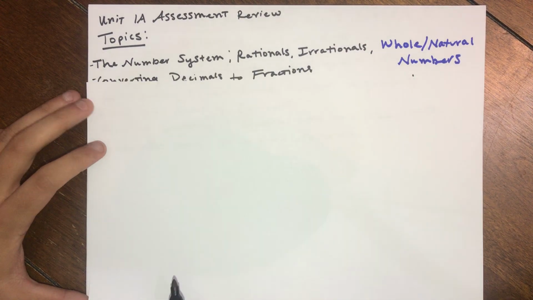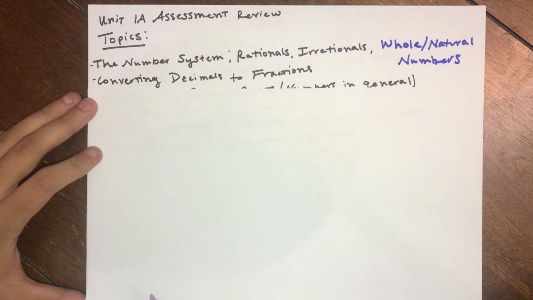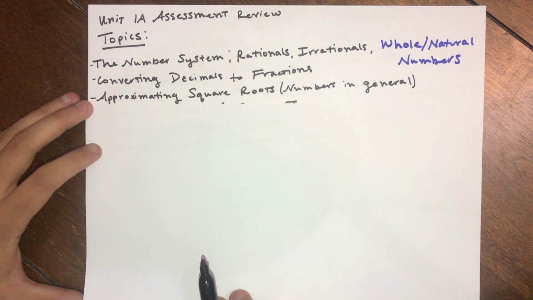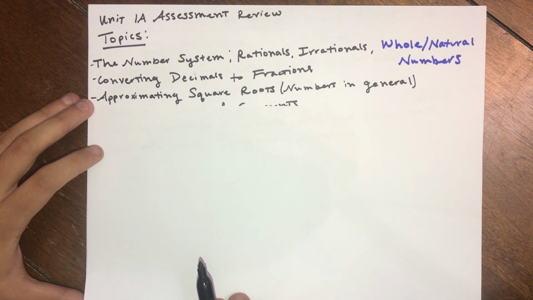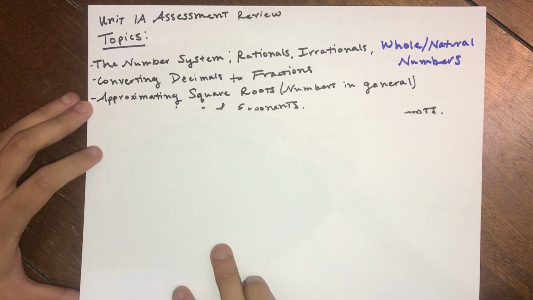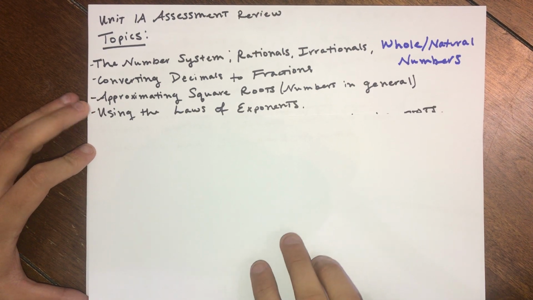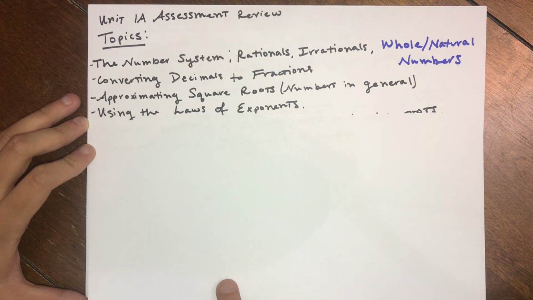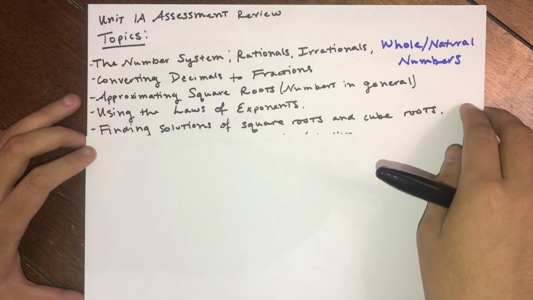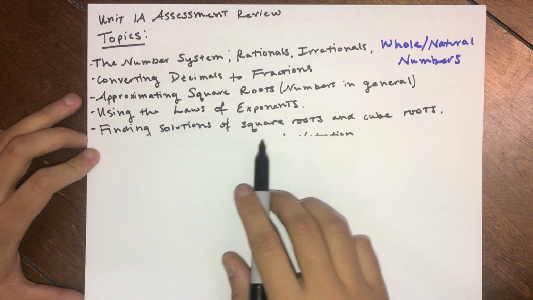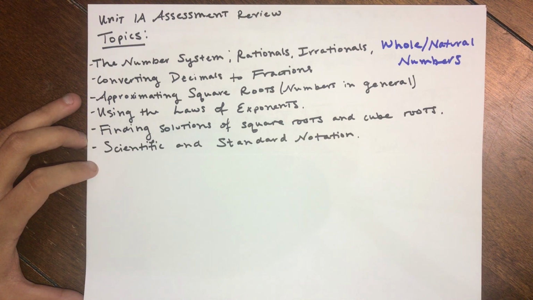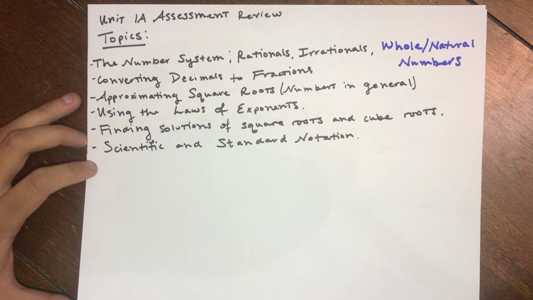Then the next thing I'm going to do is go over converting decimals to fractions, and then repeating decimals to fractions. And then after that, we'll look at approximating square roots, and not only approximating square roots, but numbers in general. And then we'll look at using the laws of exponents and how we apply them. And then after we review the laws of exponents, we'll look at finding solutions of square roots and cube roots. And then finally, the last thing we'll do is we'll look at scientific and standard notation.